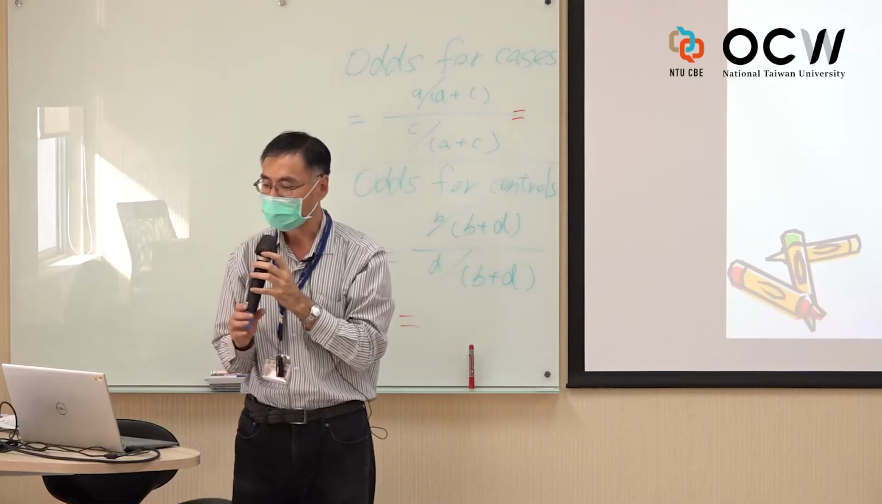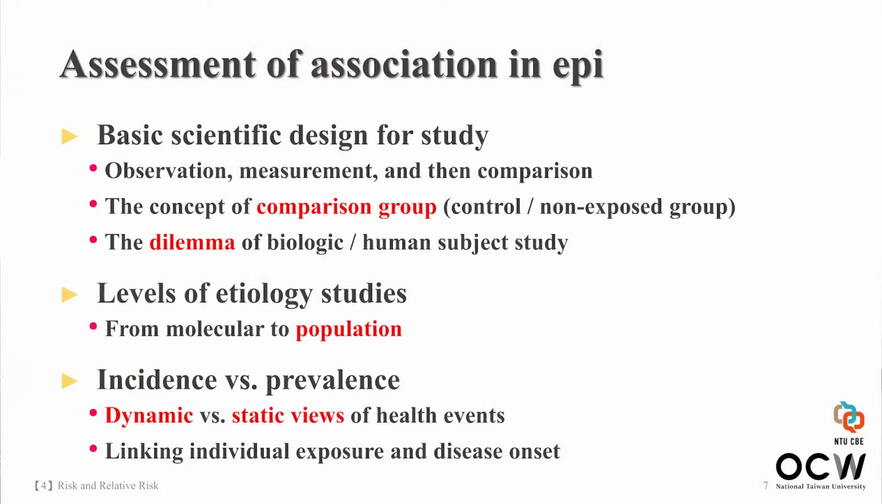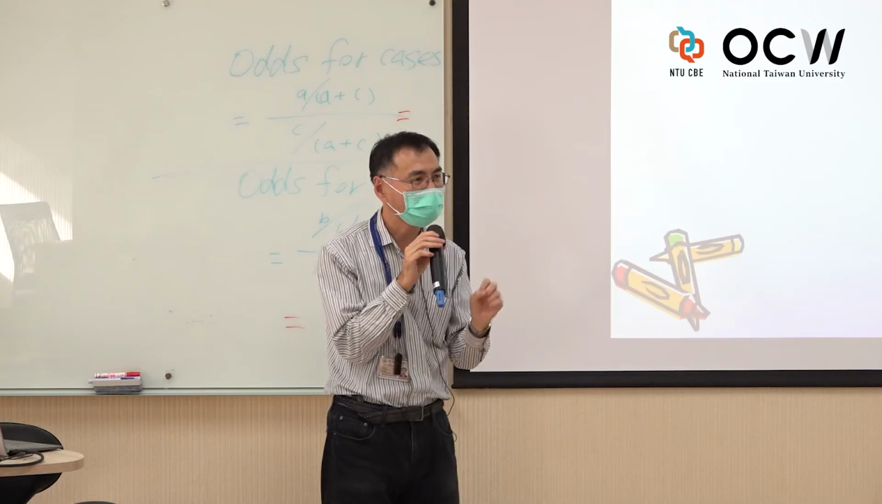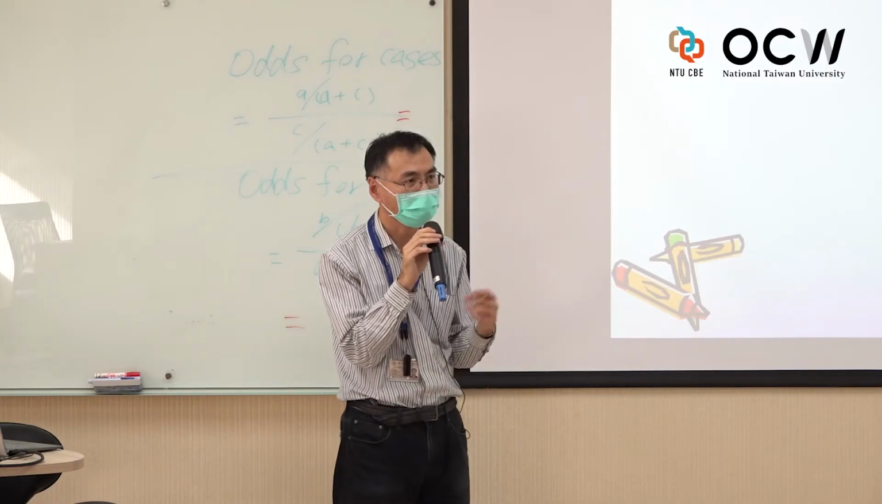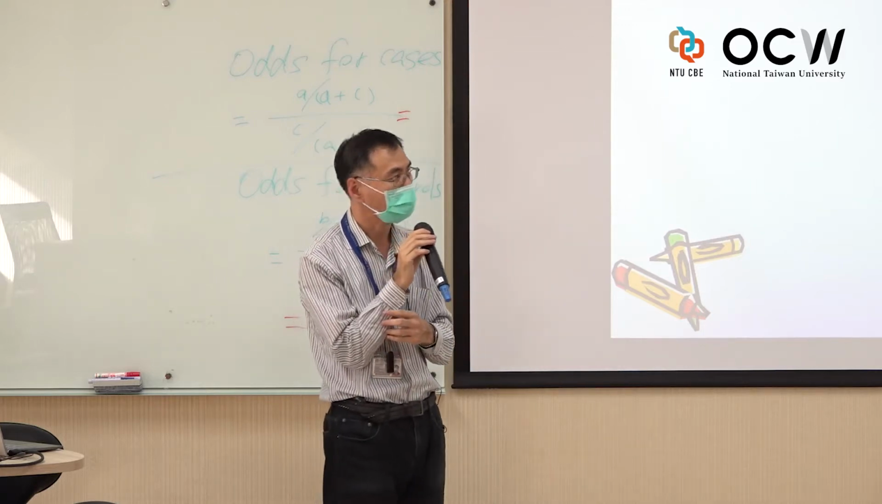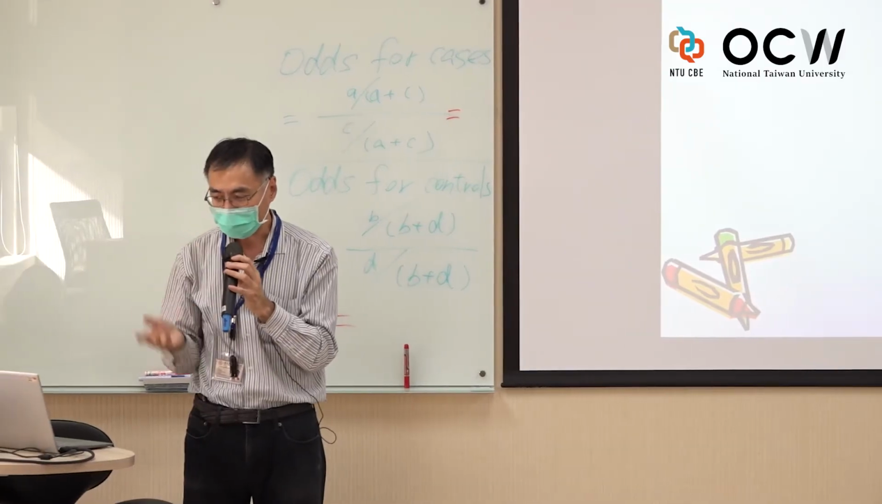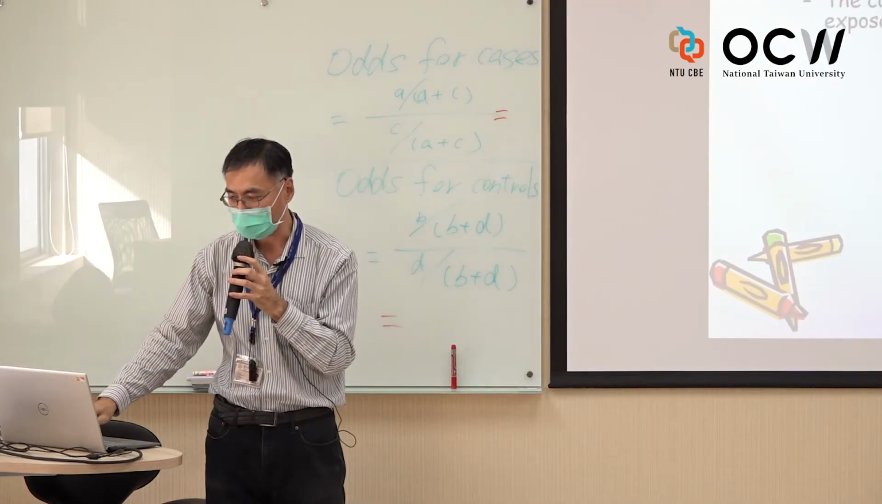And the other thing about the assessment of association in epidemiology is that we need to create a great basic scientific design for any epidemiological study. And basically what we do is to do the observation and find out this might be a public health issue. And then we try to do the measurement for exposure or the disease status in the population. And then we try to perform the comparison. But observation might be the first, the starting point to do it. But how to do the measurement and how to do the data comparison, that's the key issue in epidemiology.